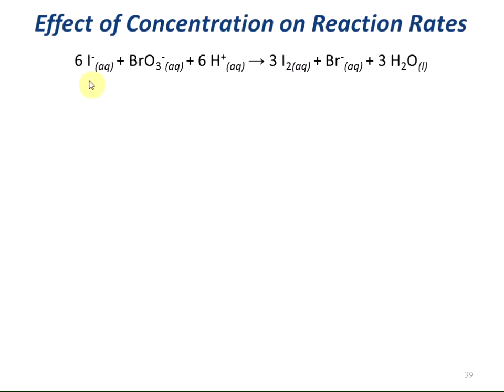So for this reaction here, we're looking at 6 I- reacting with BrO3- and 6 protons to make 3 equivalents of iodine, aqueous, bromide, and 3 equivalents of water. If we write the rate law expression of this, the rate equals the rate constant times the concentration of I- raised to some power, the BrO3- raised to some power, and the proton concentration raised to some power. So the orders with respect to each of these reactants have to be determined experimentally.